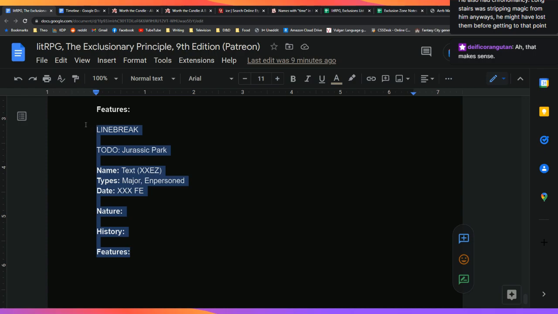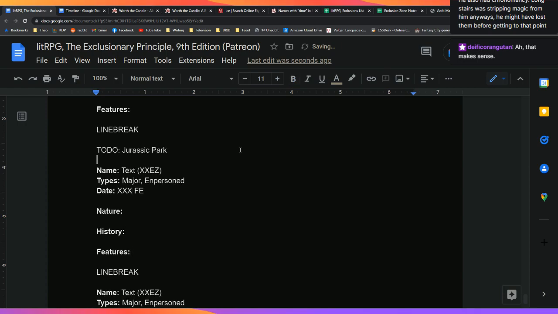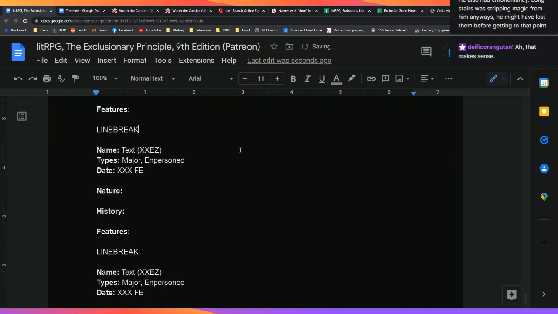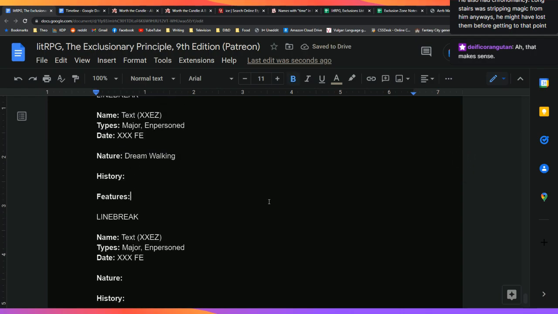I gotta figure out which one of these is going to be the Jurassic Park one. If I'm going to do one, I do want to do one, because I love Jurassic Park. Jurassic Park is like, for me, a 10 out of 10 film.